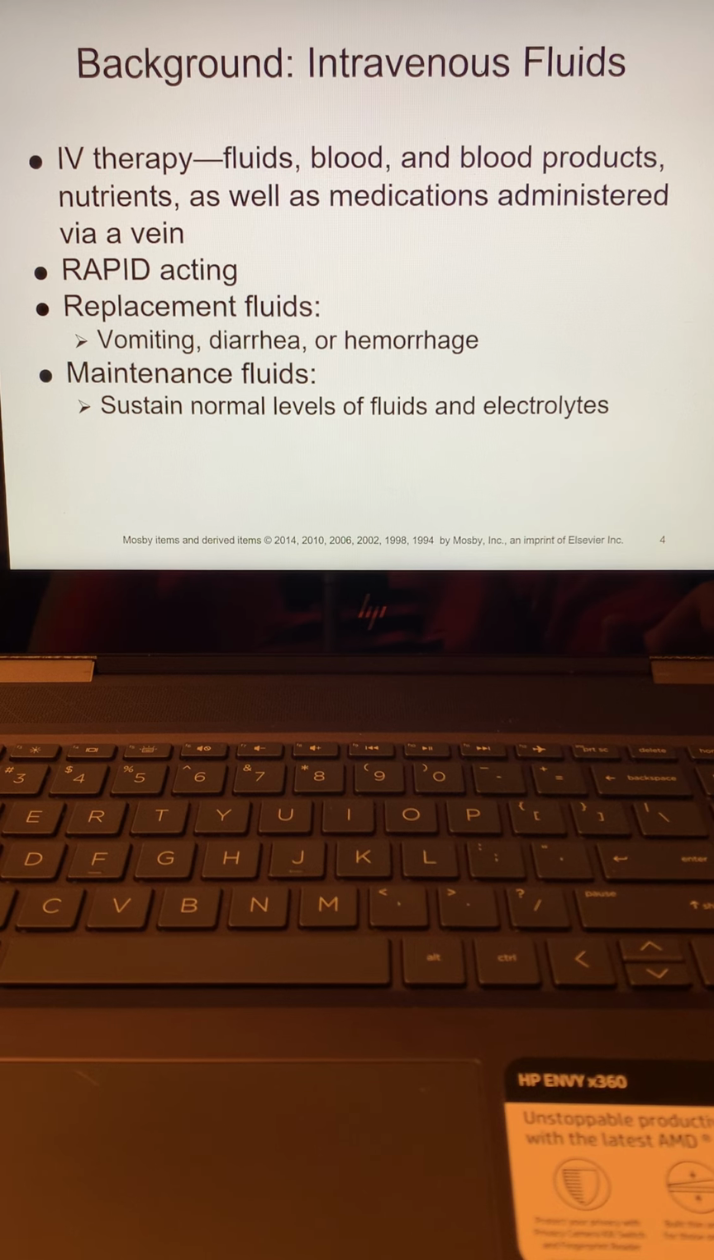So IV therapy can be fluids, blood products, nutrients, any medications administered into a vein. They're very fast acting. This can include replacement fluids if the patient is vomiting, has diarrhea, or a hemorrhage, which is excessive bleeding. It can also be maintenance fluids to give them a normal level of fluid and electrolytes if they need it.